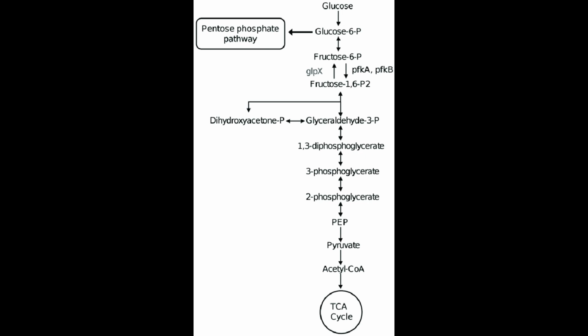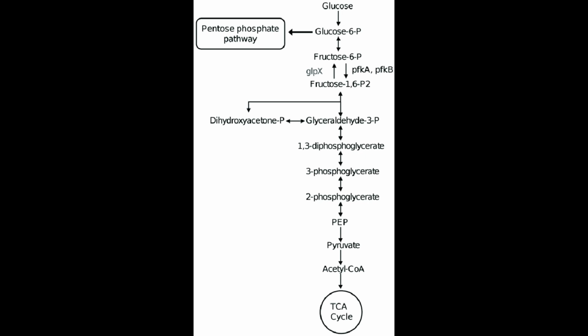Next, glucose 6-phosphate is converted to fructose 6-phosphate, which is then acted on by phosphofructokinase enzymes, PFKA, PFKB, to produce fructose 1,6-bisphosphate. This is the key committing step of glycolysis. Fructose 1,6-bisphosphate is then split into two 3-carbon molecules, dihydroxyacetone phosphate and glyceraldehyde 3-phosphate. These interconvert, but glyceraldehyde 3-phosphate continues down the pathway.